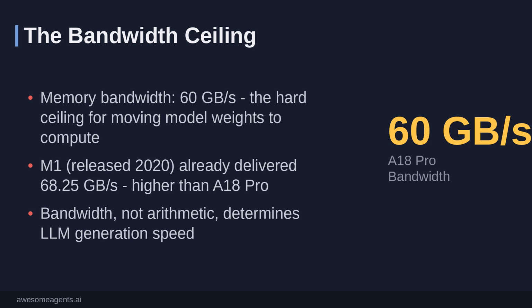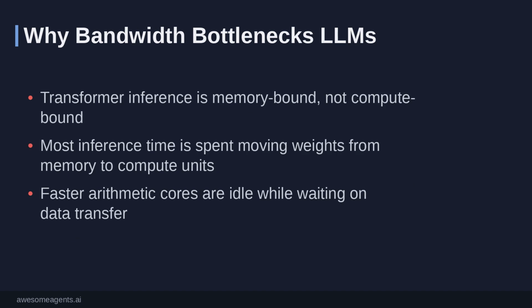The catch is memory bandwidth. The A18 Pro has 60 gigabytes per second. That number is the ceiling on how fast it can move model weights from memory to the compute units. And that is the bottleneck for running large language models locally, right? It is the bottleneck. When you run a transformer model, most of the time is spent on memory access, not arithmetic. The chip can crunch numbers fast, but if it's waiting on data, generation slows down.